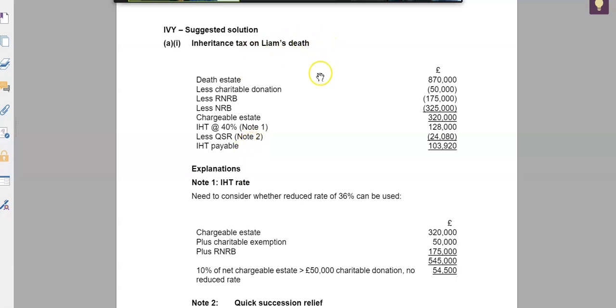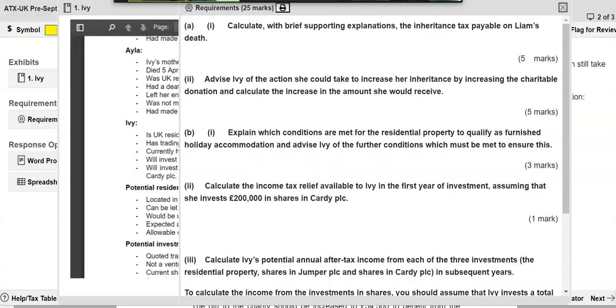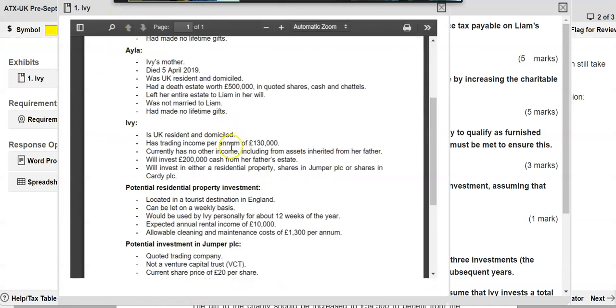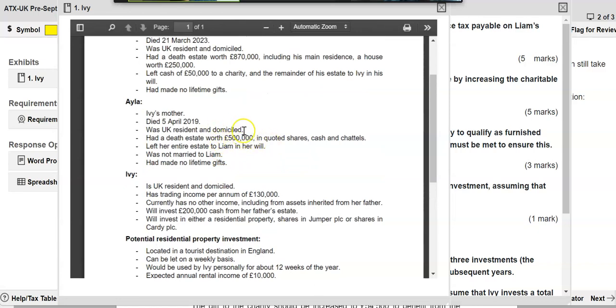That's because his father received an asset in the 5 years before his death. That's the calculation of the quick succession relief. A reduction in IHT payable on Liam's death within less than 5 years of Ella's death, because Ella transferred her estate to Liam. Net assets on Ella's death were £500,000 minus 70,000, that's £430,000. So QSR is 70,000, and how is that calculated? 430 minus 500. So 430 is the amount which was given to Liam. Let me go back to the scenario. Yeah, this is the amount.